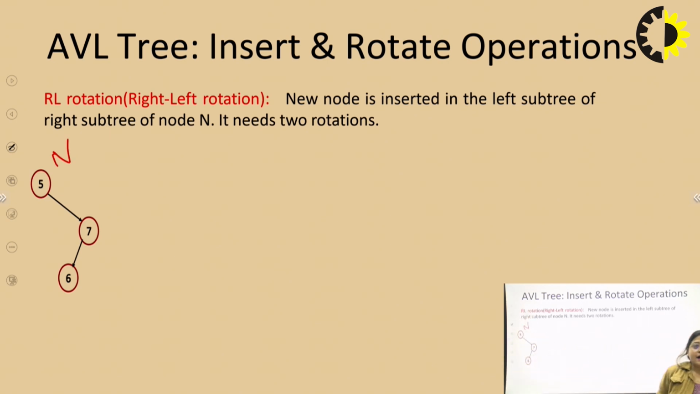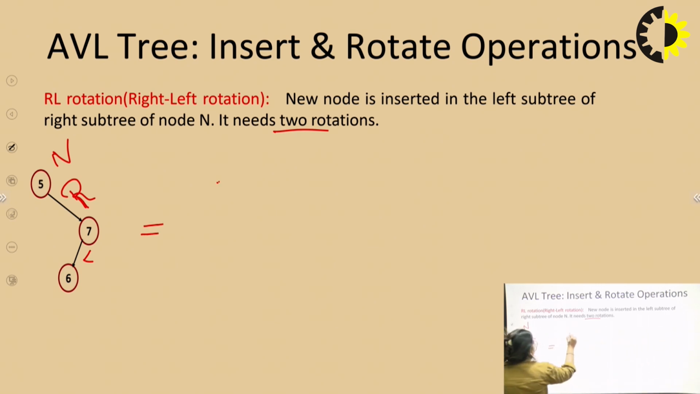So again RL rotation needs 2 rotations, okay. So 2 times, same things. According to this, it is called R because 7 is inserted on the right side. Now 6 is inserted left of 7. So it is L. So the rotation is RL rotation. So RL rotation needs 2 rotations. Firstly converted into RR rotation, and then converted with anti-clockwise rotation.